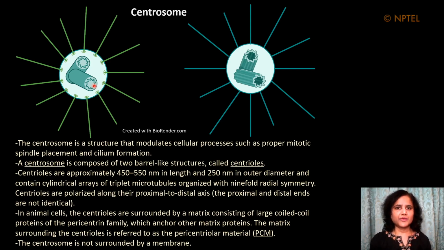identical, biochemically speaking. In animal cells, the centrioles are surrounded by a matrix which consists of several large coiled proteins of the pericentrin family, which also anchor other matrix proteins. The matrix surrounding the centrioles is referred to as the pericentriolar material or the PCM. The centrosome, as I already mentioned, is not surrounded by a membrane, and we will also discuss in detail one of the components of the matrix, the gamma-tubulin ring complex, which is important for the function of the centrosome in nucleating microtubules.